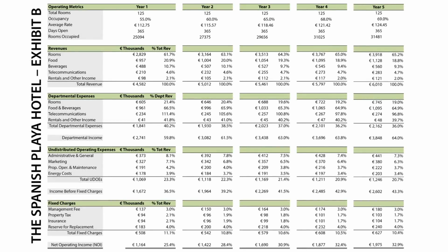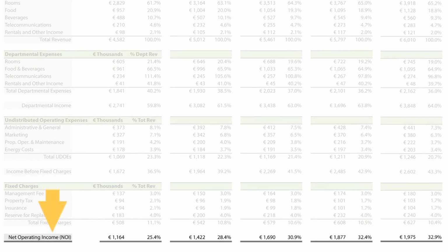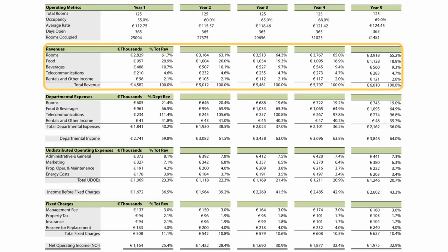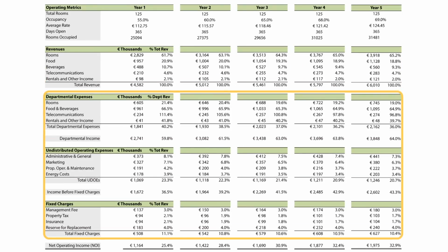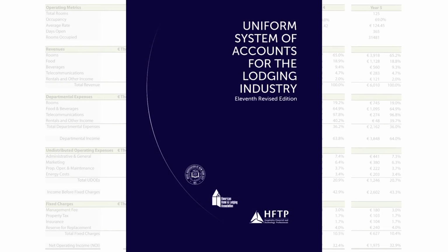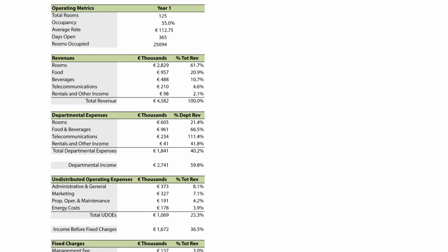We are looking now at the Spanish Playa Hotel Exhibit B. From an investor's perspective, what I'm most interested in is the bottom line, the cash flow or net operating income. But in order to develop that, what I need to know is, what are my revenues and what are my expenses? The way that the Exhibit B works, again, is based on this uniform system of accounts. I'm going to pick on year one because it's just a good place to start.